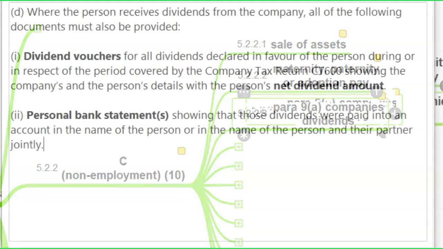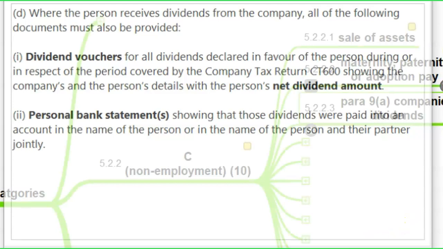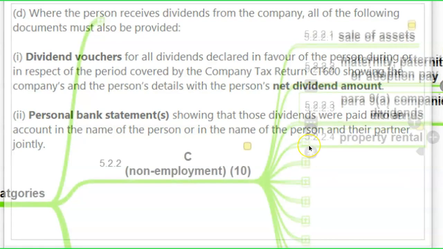First of all, you'll need to provide dividend vouchers for all dividends declared in your favor during or in respect of a period covered by the company's tax return, CT600. And secondly, the general rule: personal bank statements showing that you were receiving those dividends, either into the account in your name or in your partner's name or the jointly owned one.